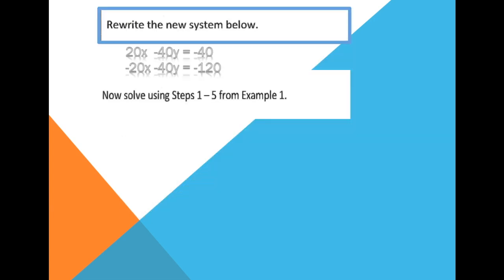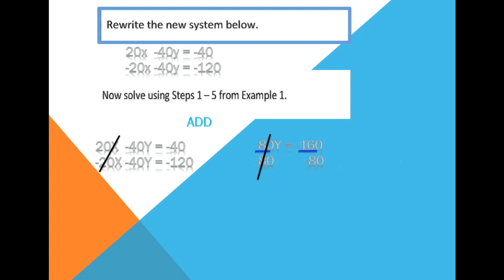Now let's solve using steps 1 through 5 from example number 1. So we're going to eliminate the x variable and solve for y. Let's go ahead and add, which will leave us with -80y = -160. Divide both sides by -80, leaving us with y = 2.